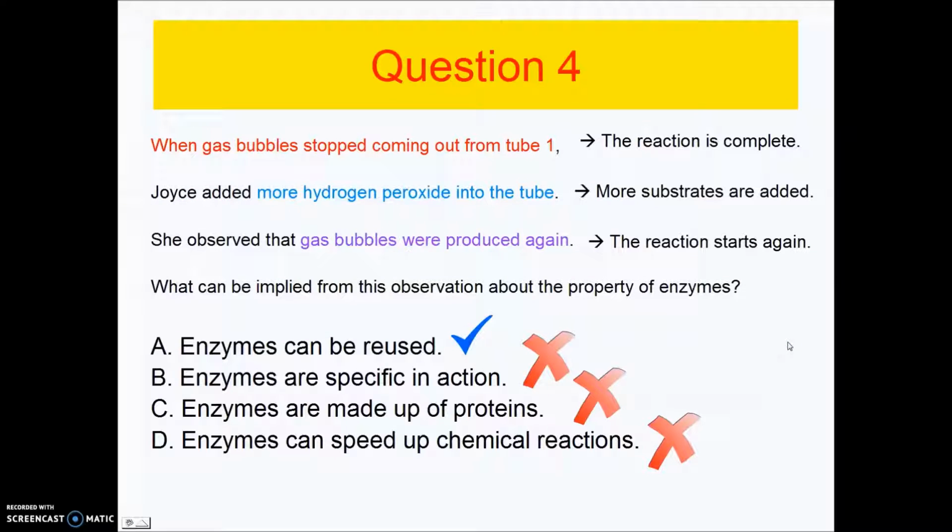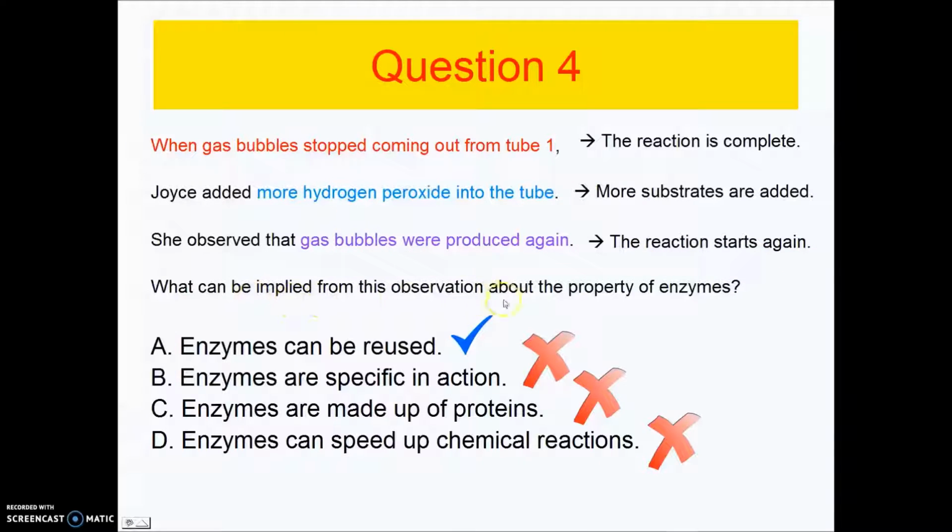So question 4 should be easier. So you can highlight the question. When gas bubbles stop coming out from test tube 1, it implies the reaction is complete. And then Joyce adds more hydrogen peroxide into the tube. That means more substrate is added. And then finally, she observed that gas bubbles were produced again. That means the reaction starts again.